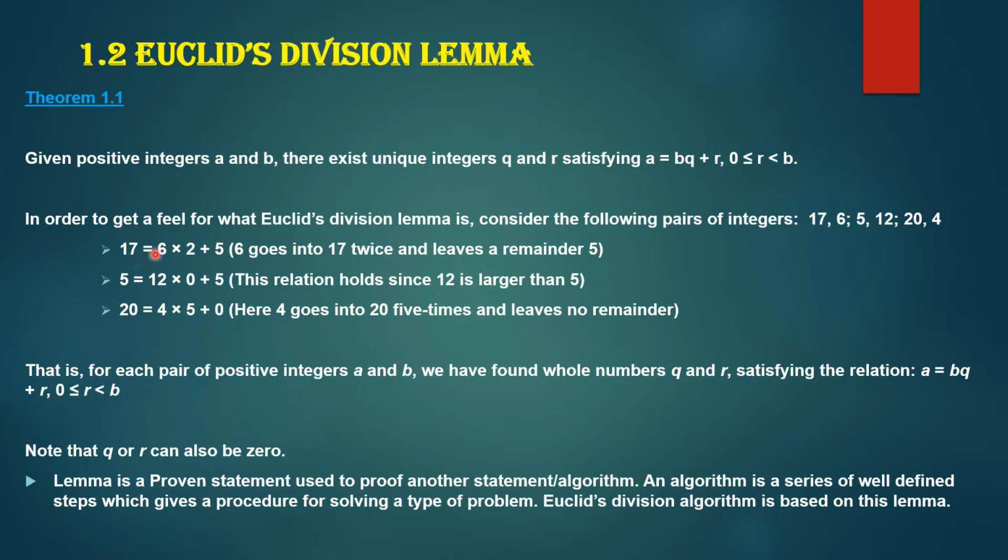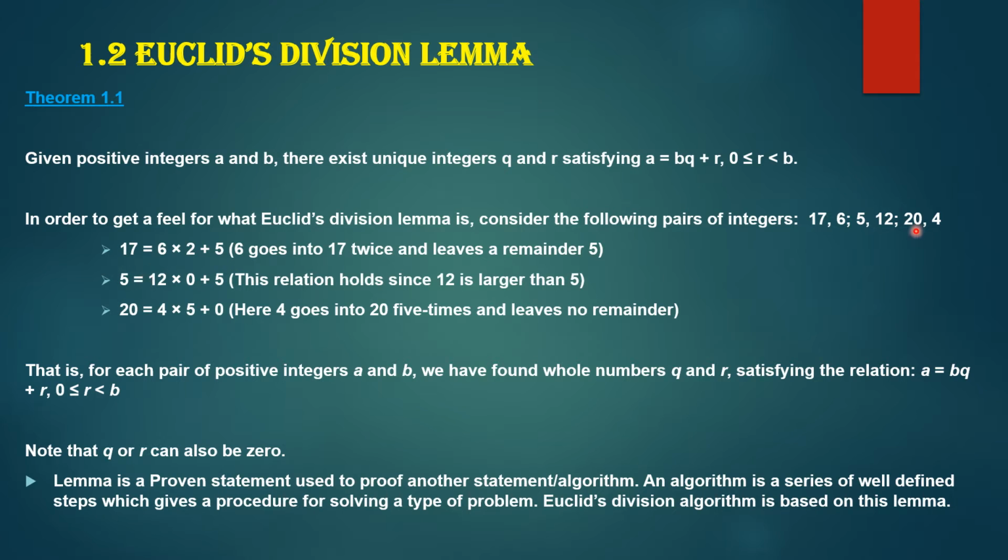So here A equals BQ plus R. Similarly, you can write the second example, 5 and 12. 5 and 12 are both positive integers. In the form of the equation, 5 equals 12 into 0 plus 5. Here you can see this relation holds since 12 is larger than 5. So you need to make Q equal to 0, and then you can add the remainder 5 to make it 5.